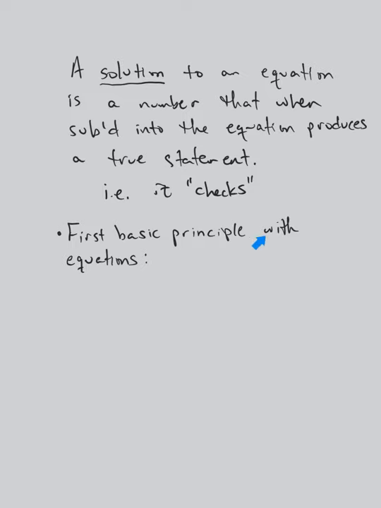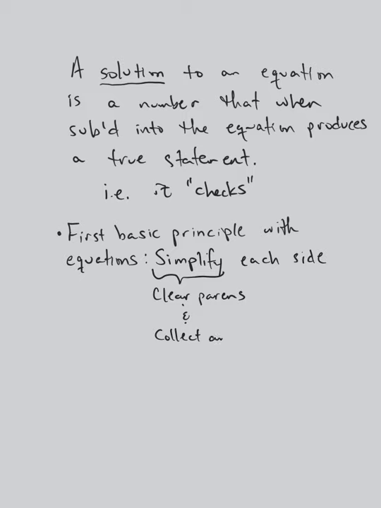But the first basic principle with equations is that anytime you can, and especially at the beginning this doesn't always happen, we need to simplify each side. So we treat it like it's two separate problems at first. And remember, what this idea of simplifying means is that you want to clear parentheses, if they're present, they're not always present, and then also collect any like terms. This is something that we'll always do at the beginning before we actually start doing the solving.